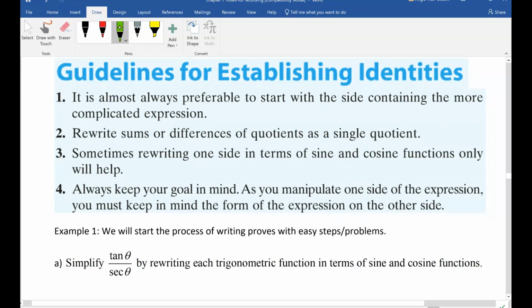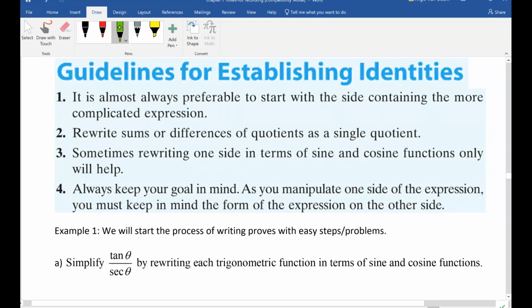So moving on here for the guidelines. Guidelines means, hey, these are just some hints. You don't have to follow it, but it's a good idea that you do. Guidelines for establishing identities. It is almost always preferable to start with the side containing the more complicated expression.